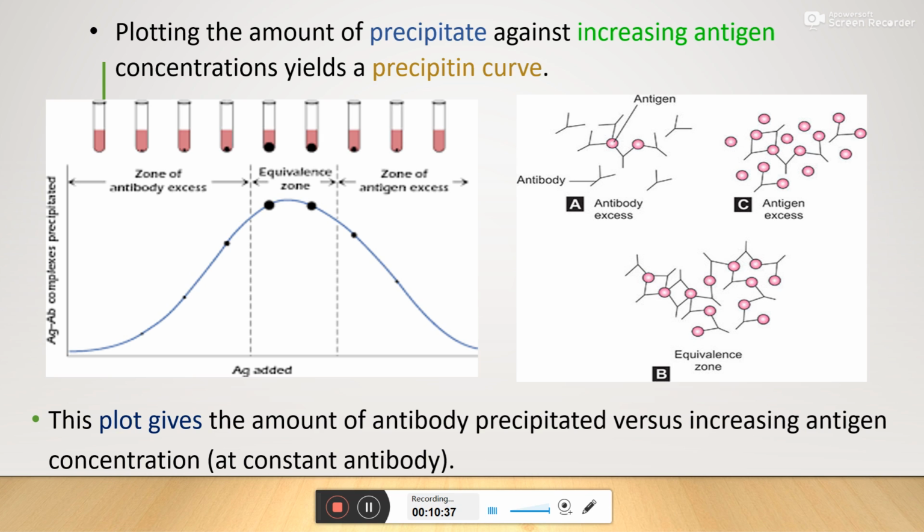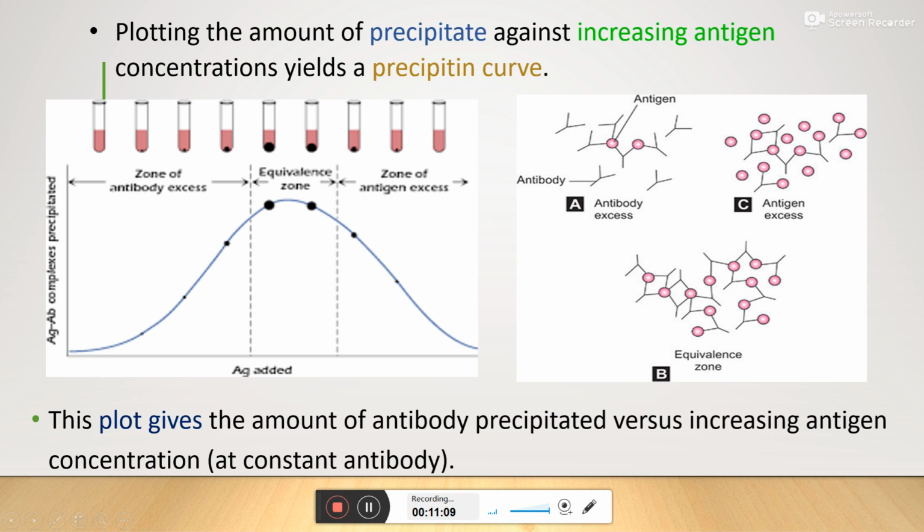So here we take the antibody as constant but the antigen in increasing amounts. Another significance of this curve is that we can divide this precipitin curve into three zones, which are the zone of antibody excess, then the equivalence zone, or zone of equivalence, and the next is the zone of antigen excess. Each of the zones has specific characteristics.